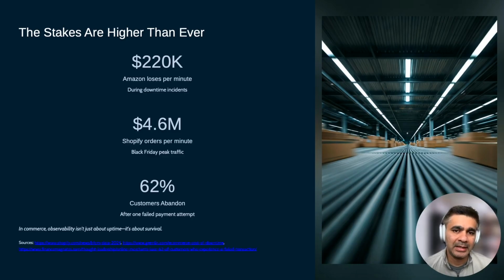This brings us to the key insight. In commerce, observability isn't just about uptime, it's about survival. When your payment systems fail, you're not just dealing with an engineering problem, you're dealing with an existential business threat. These aren't theoretical numbers. Every minute your systems are degraded, every failed payment that goes unnoticed, every customer who hits an error, that's direct revenue loss. And unlike other types of applications, in commerce, there's no such thing as acceptable downtime.